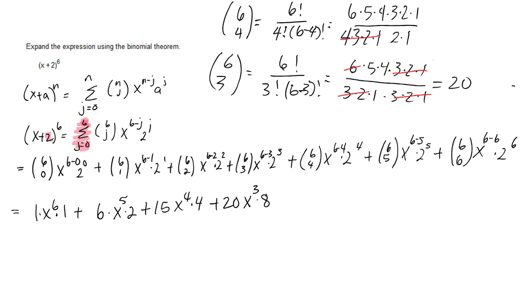So 4, 3, 2, 1 cancels from the top and bottom, and 2 goes into 6 3 times. So 3 times 5 is 15. So we have 15 x squared times 2 to the 4th, that's 16.